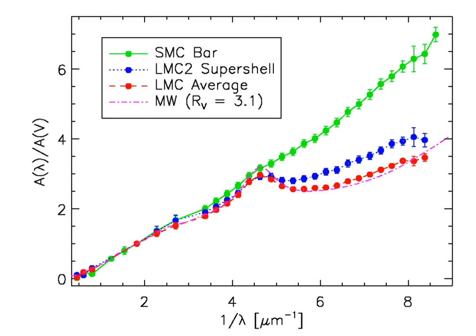Previously, the different average extinction curves in the Milky Way, LMC, and SMC were thought to be the result of the different metallicities of the three galaxies. The LMC's metallicity is about 40% of that of the Milky Way, while the SMC's is about 10%. Finding extinction curves in both the LMC and SMC which are similar to those found in the Milky Way, and finding extinction curves in the Milky Way that look more like those found in the LMC2 supershell of the LMC and in the SMC bar, has given rise to a new interpretation.